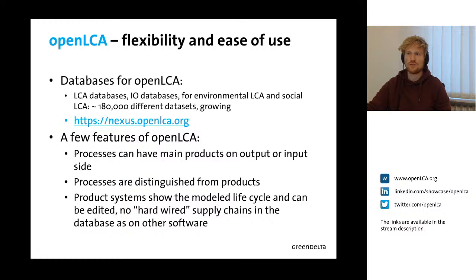A few features of openLCA: processes can have main products on the output and input side. Processes are distinguished from products, so those are different objects. And product systems are, again, different objects and show the modeled life cycle and can be edited. So you have no hardwired supply chains like in other LCA software.